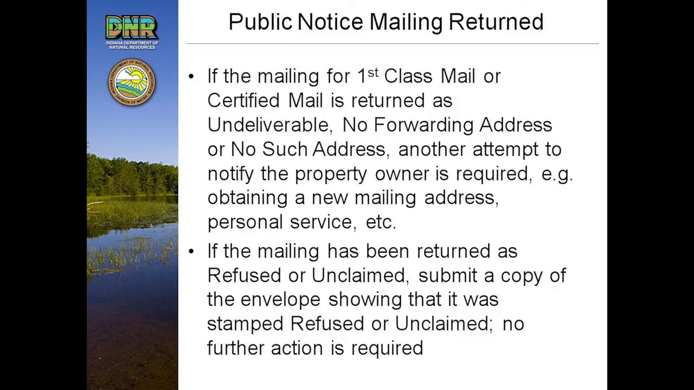If the mailing for first-class mail or certified mail is returned as undeliverable, no forwarding address or no such address, another attempt to notify the property owner must be tried. However, if the mailing for first-class mail or certified mail is returned as refused or unclaimed, submit a copy to the department of the envelope showing that the mailing was stamped refused or unclaimed and no further action is required for that adjacent property owner.